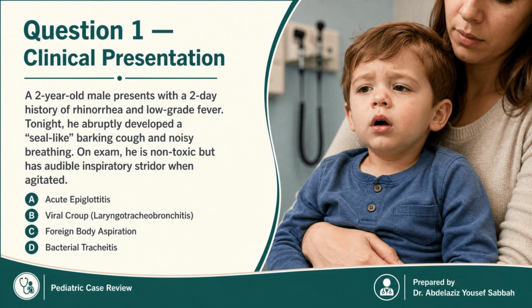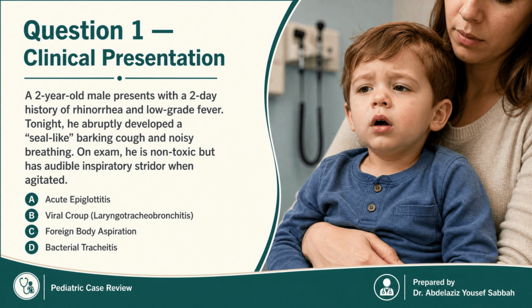Clinical presentation. A 2-year-old male presents with a 2-day history of rhinorrhea and low-grade fever. Tonight, he abruptly developed a seal-like barking cough and noisy breathing. On examination, he is non-toxic but has audible inspiratory stridor when agitated. What is the most likely diagnosis?